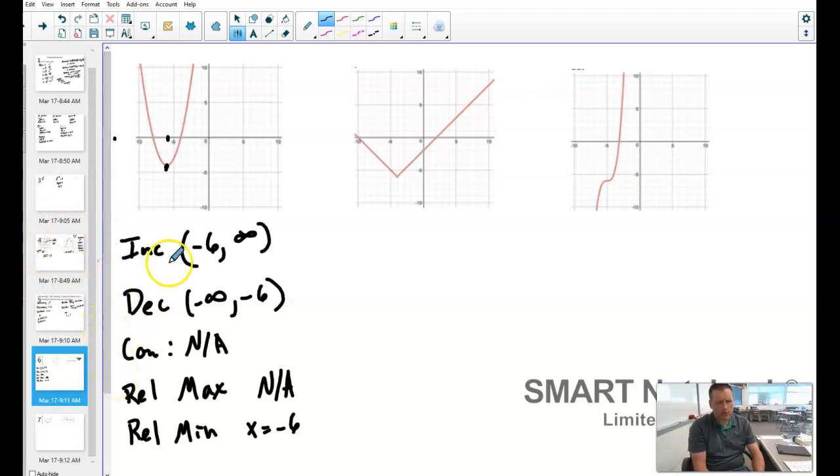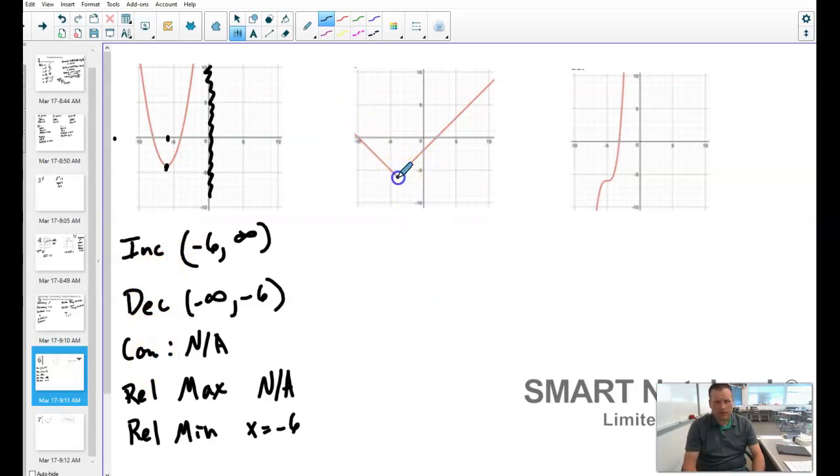That's where my relative minimum is. So that's how you walk through these. You're looking for increasing, decreasing, constant, relative max, relative min. Again, increasing is when it's going up from left to right. And we always communicate with the x-axis. So essentially we can just ignore the y-axis. We're only looking at the x-axis here. Okay, let's do that with this one.